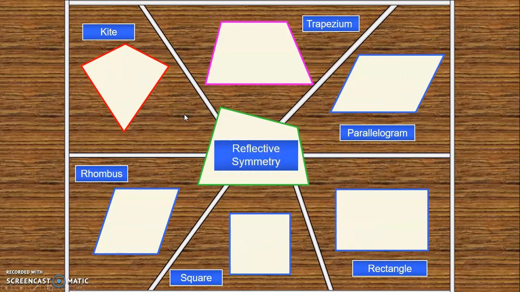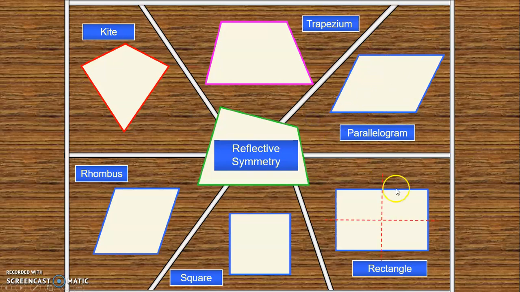Next, let us discuss reflective symmetry. First, what is reflective symmetry? A symmetry shows where you can fold the image and have both halves match exactly. So, a trapezium doesn't have a reflective symmetry. A parallelogram doesn't have a reflective symmetry.